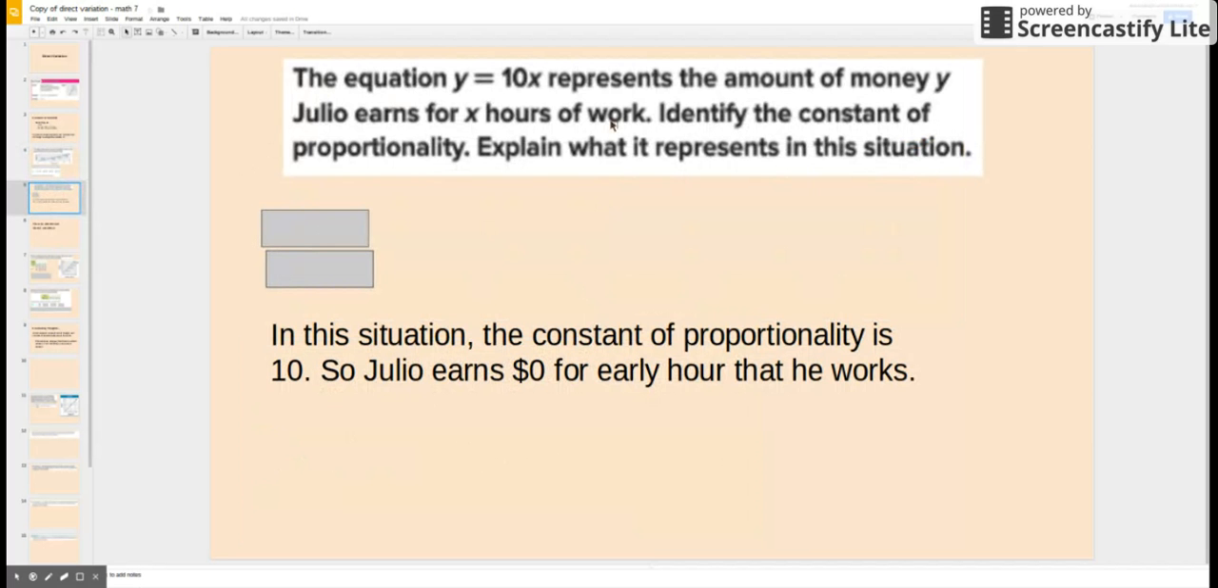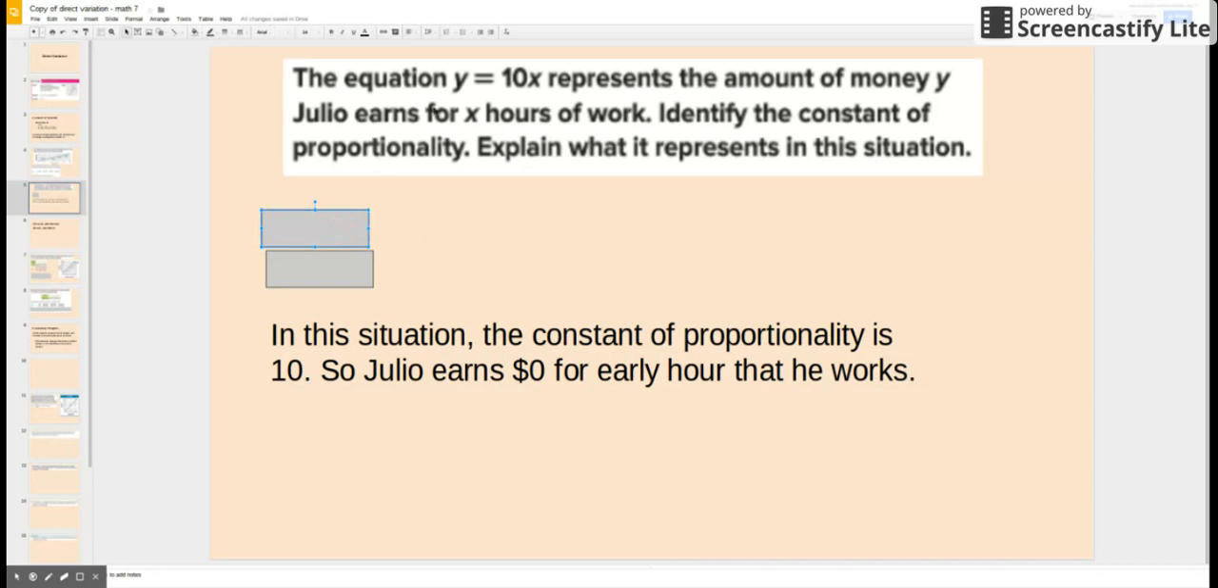So the equation y equals 10x represents the amount of money Julio earns for x hours of work. Identify the constant of proportionality. Explain what it represents in the situation. So you have y equals 10x.